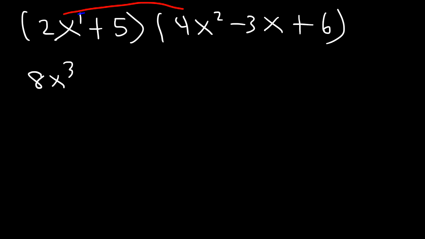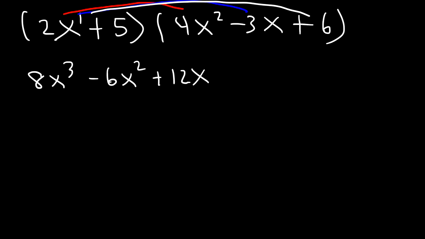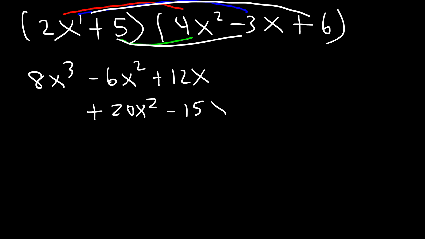Next, we have 2x times negative 3x. That's going to be negative 6x squared. And finally, 2x times 6 is 12x. Next, we have 5 times 4x squared, which is 20x squared. I'm going to put it below the negative 6x squared. And then 5 times negative 3x, that's negative 15x. And lastly, 5 times 6, which is 30.